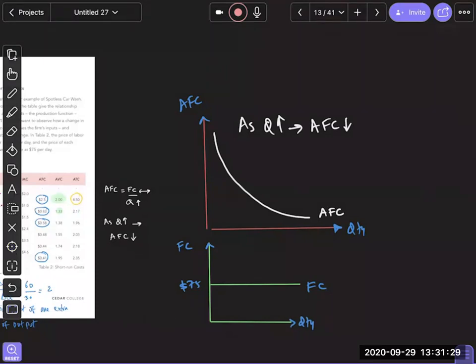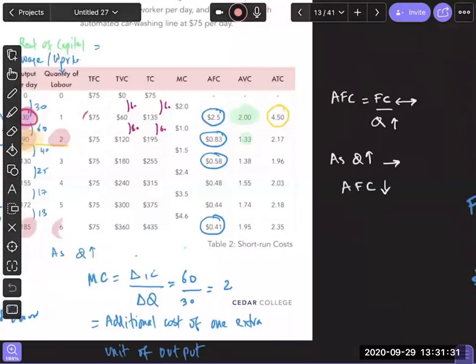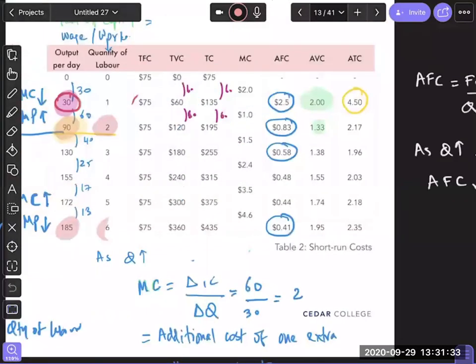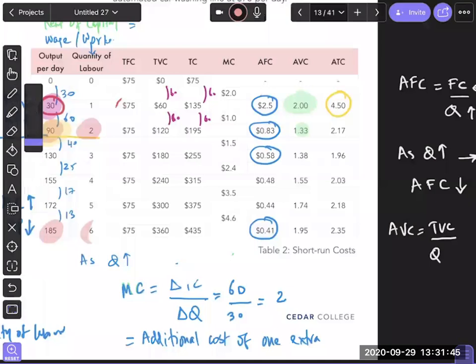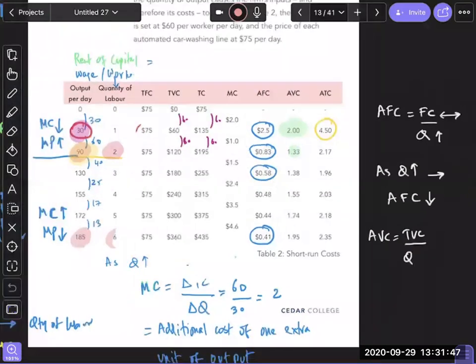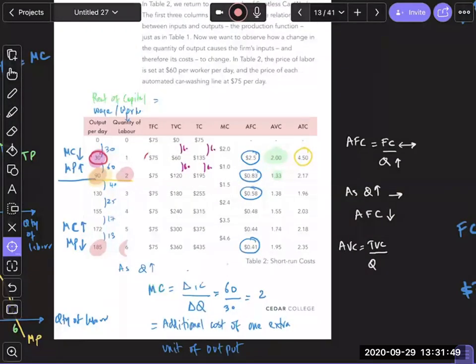Okay. Now, what about average variable cost? What's the formula for average variable cost? It's like average cost per unit. So it's total variable cost divided by quantity of output, right? So for example, what is the total variable cost? And the answer is this, that it's going to be 60 divided by 30 or 2. 120 divided by 90 is 1.33 and so on.